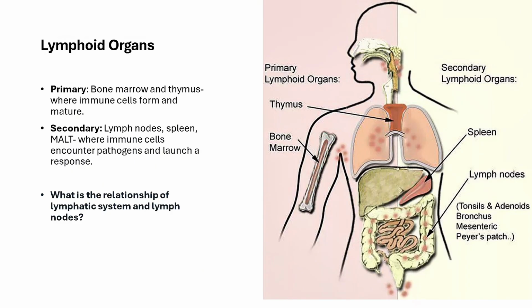The secondary lymphoid organs are where the immune cells reside and where they encounter pathogens and launch a response. The lymph node and spleen are examples of secondary lymphoid organs. So the lymph is actually the medium by which the lymphocytes and pathogens are taken to these secondary lymphoid organs.